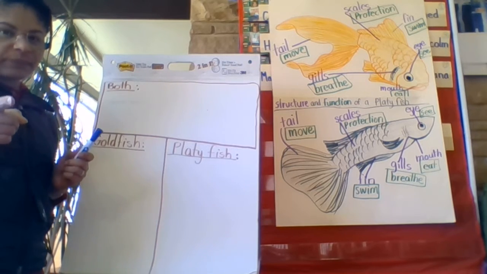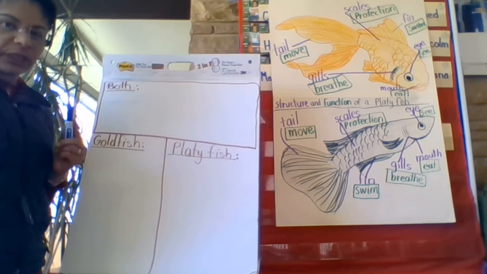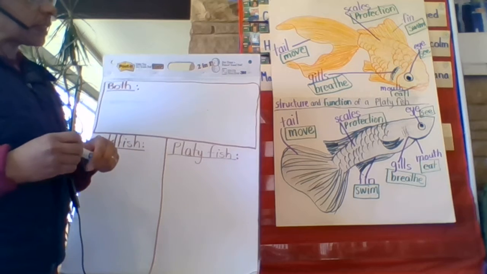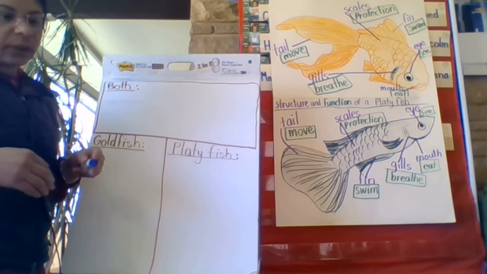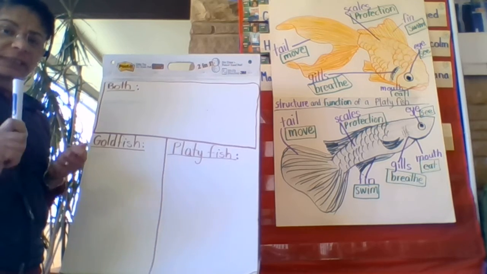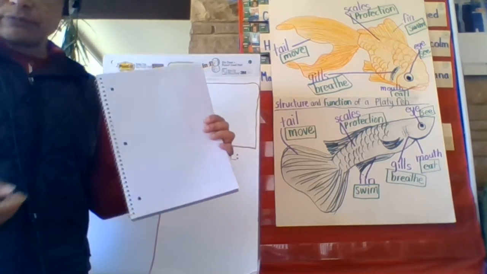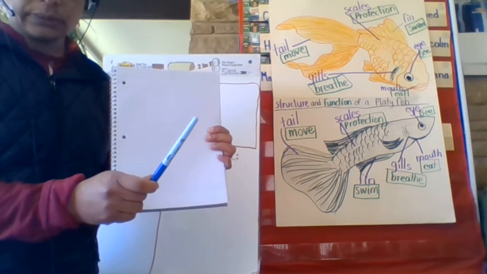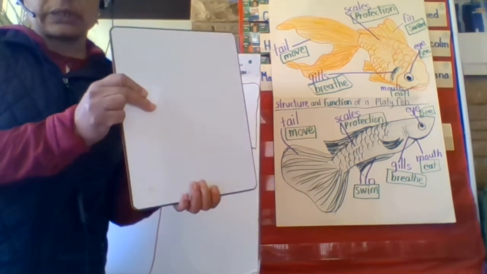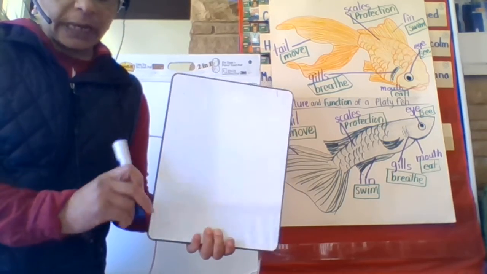So scientists, get your scientist brain ready and start thinking, what are some things that are the same about these fish and what are some things that are different? To do this activity with me at home, you might need a piece of paper and a writing tool, or if you have it, you could use a whiteboard and a marker. You could use either one.